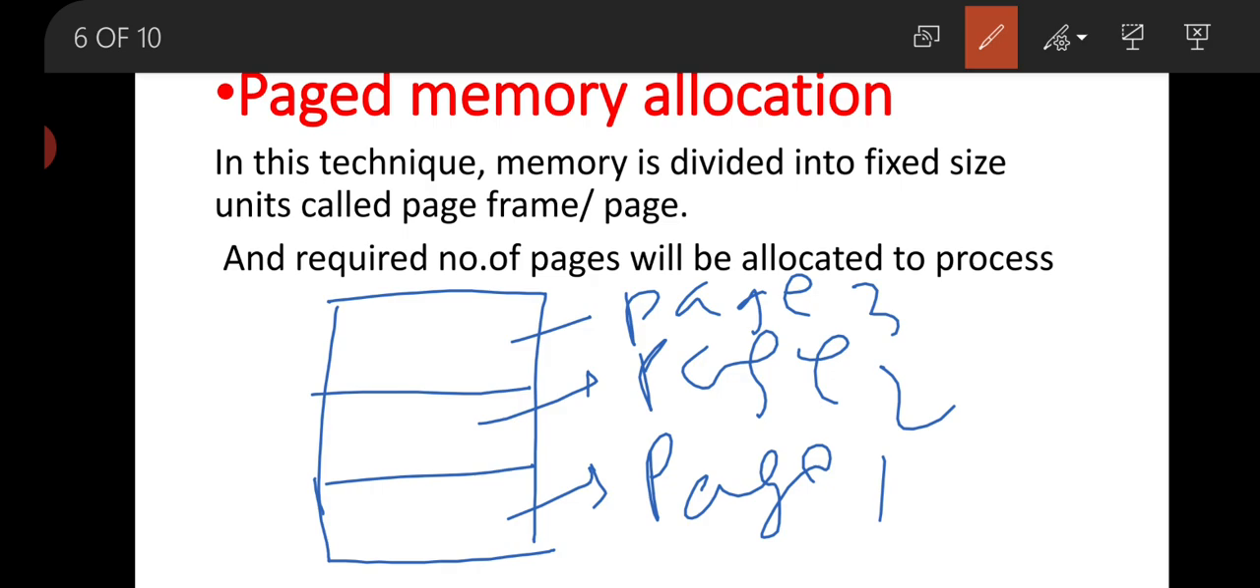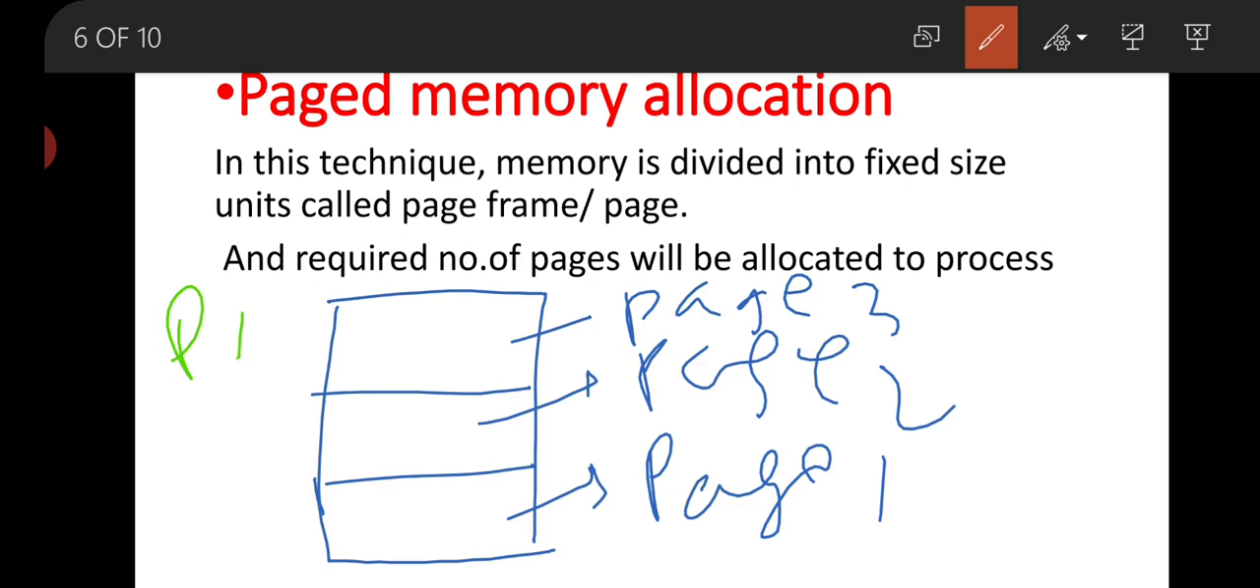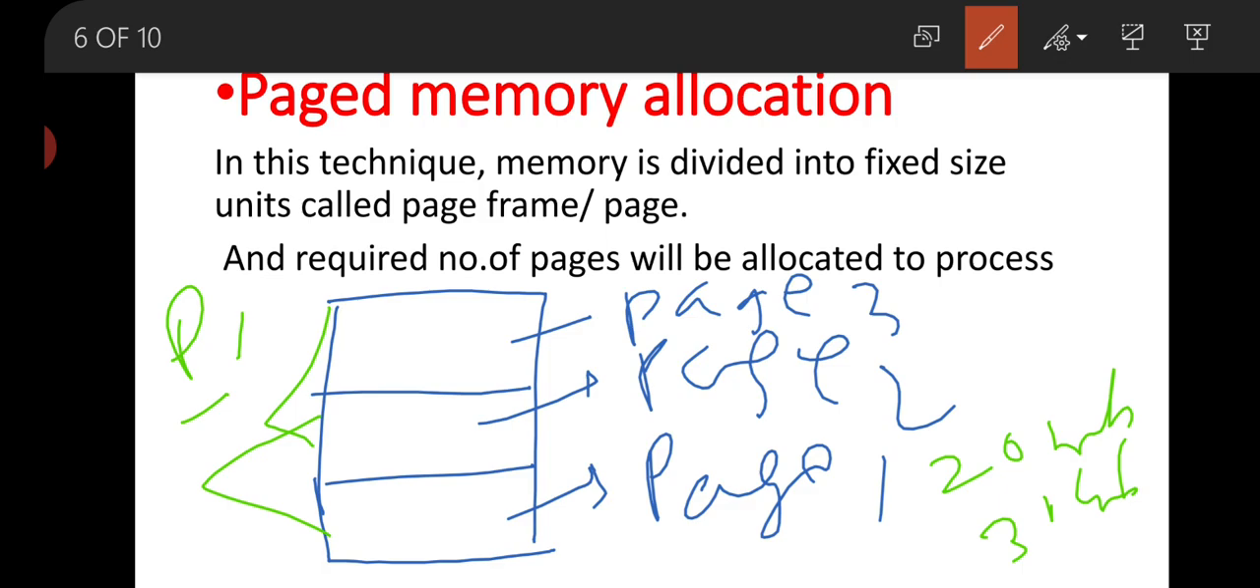And suppose a process P1 comes to the CPU and needs 2 pages. Suppose that each page is of 20 MB size. Now process P1 requires 30 MB or 40 MB of space, then 2 pages will be allocated to that process. This concept is called paged memory allocation. I hope it is clear to you.